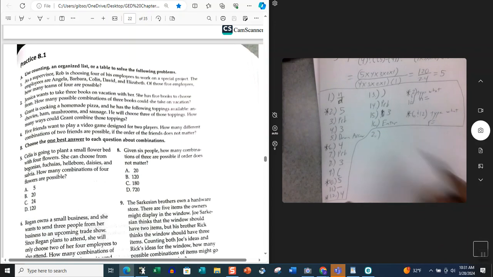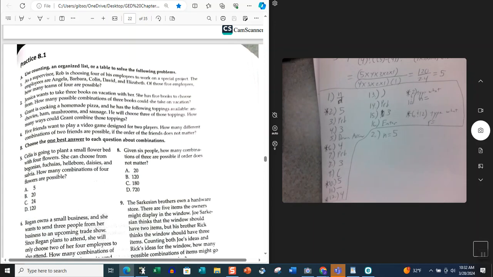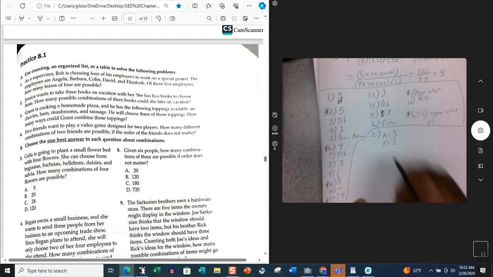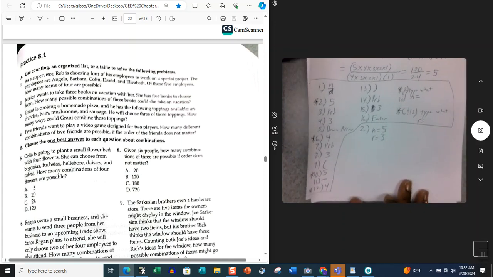Okay, for problem number 2, it says Jessica wants to take 3 books on vacation with her. She has 5 books to choose from. How many possible combinations of 3 books could she take on vacation? So n is the population, which would be 5. 5 is the population here. R is the amount that she chooses, which is 3. So they want to know, with the population of 5, how many 3-book combinations can she get?